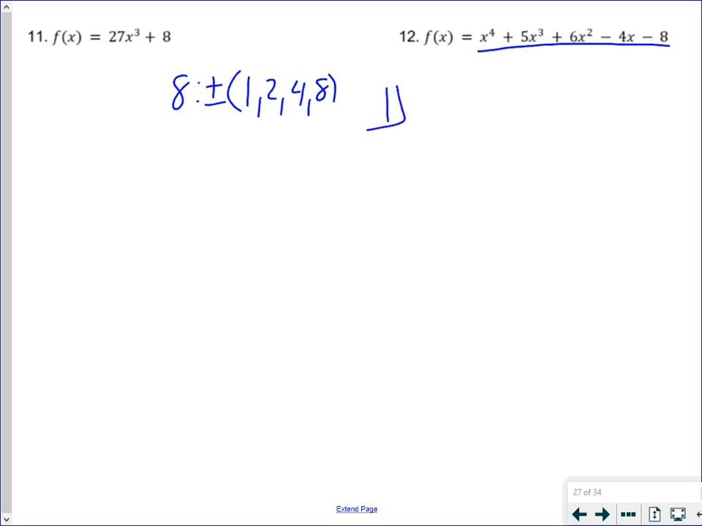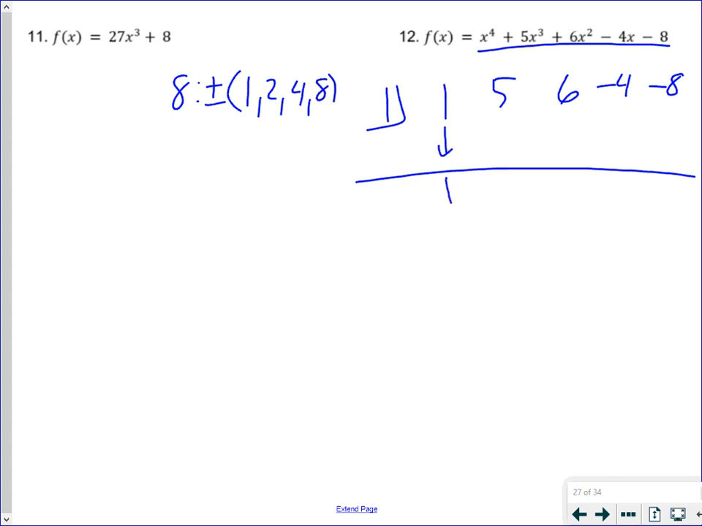I've done this problem already, so I know 1 works. But usually you're going to have to kind of guess and check. We're going to start from the very lowest number, so you go 1, -1, 2, -2, so on and so forth. So we're going to start with 1, and our coefficients are 1, 5, 6, -4, and -8.